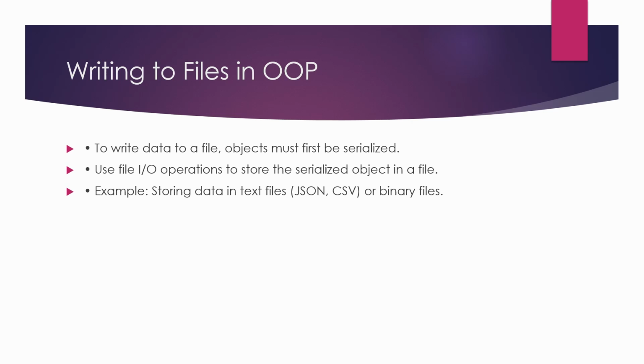When writing objects to files, the object must first be serialized into a format that can be saved. This serialized data is then written to a file. In real-world applications, this can be useful for storing user data, configuration settings, or game progress in formats like JSON or binary files.